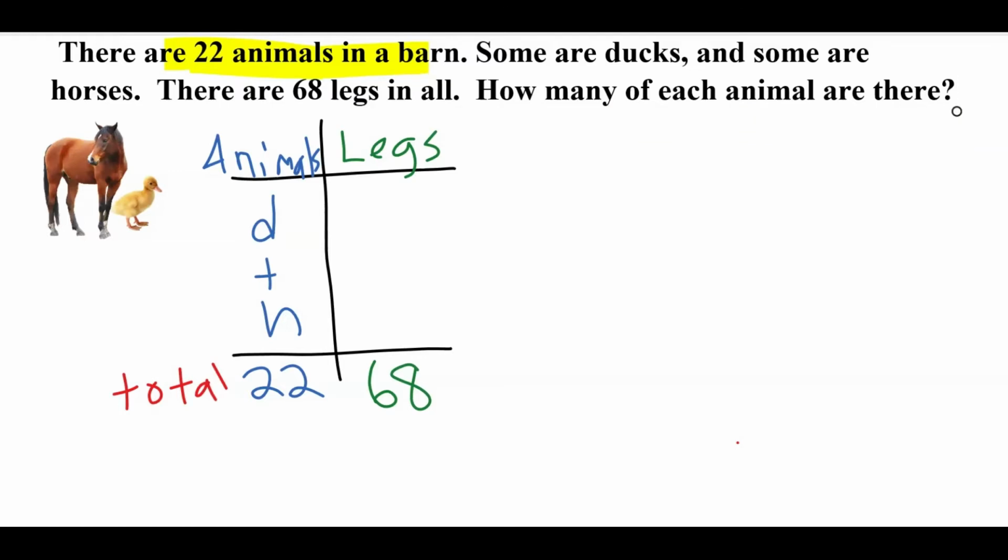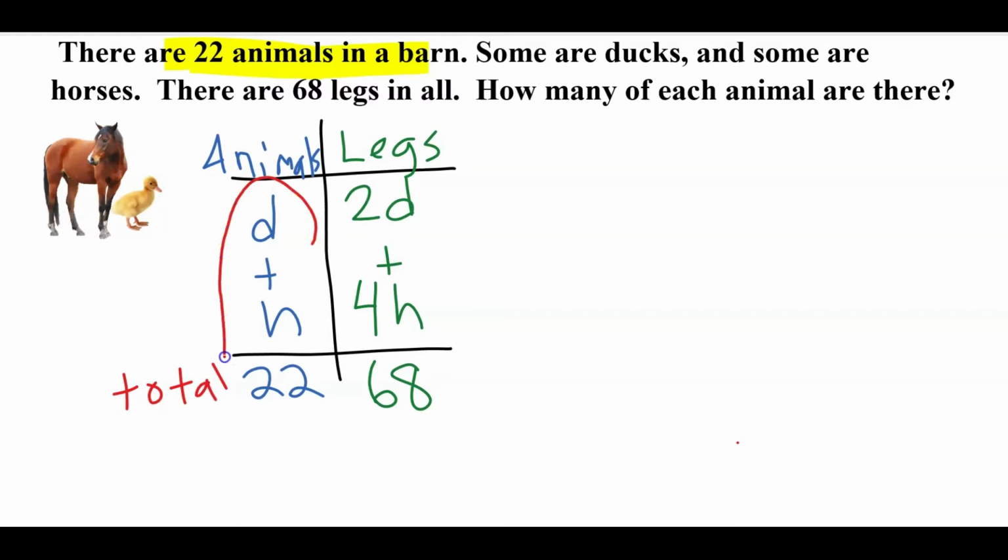But when it comes to legs, I know a duck has 2 legs, and I know a horse has 4. So if you add the 2 legs that every duck has, plus the 4 legs that every horse has, all together I'm going to have 68 legs in total. And that is the two equations that I'm going to use.